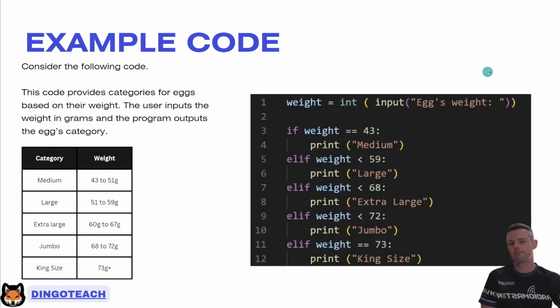All right, example time. I have written this code here. It categorizes the size of eggs based on the Australian Egg Authority. I don't know if that's the right name, but I'm calling them that today.